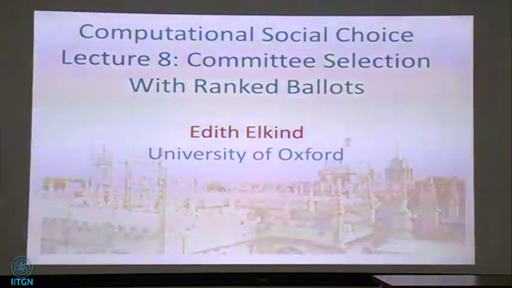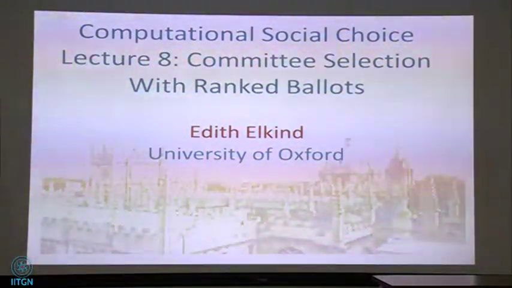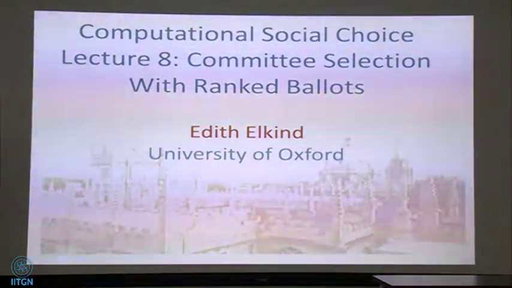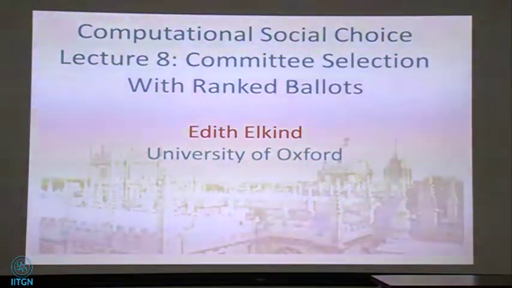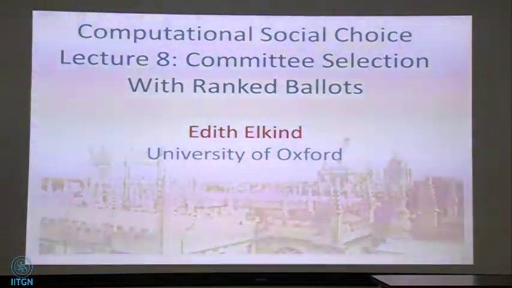So this is a very interesting topic, committee selection with ranked ballots, right? So we spent a lot of time talking about committee selection with approval ballots. Arguably, ranked ballots are at least as interesting, possibly more interesting. Certainly, if you look at the volume of research on committee selection with ranked ballots, it's much larger.